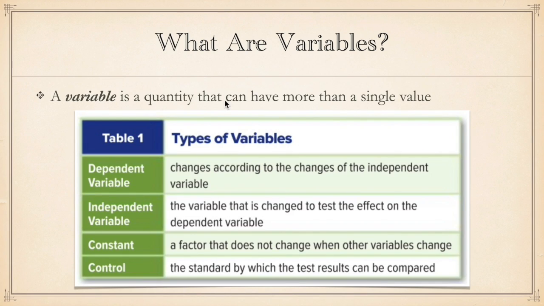So what are variables? A variable, I've used that word a few times, is a quantity that can have more than a single value. Types of variables: you can have dependent variables, which change according to changes in the independent variable. You can have the independent variable, which is a variable that is changed to test the effect on the dependent variable. We'll talk more about those in a minute. A constant is a factor that does not change when other variables change, and a control is the standard by which the test results can be compared. Okay.